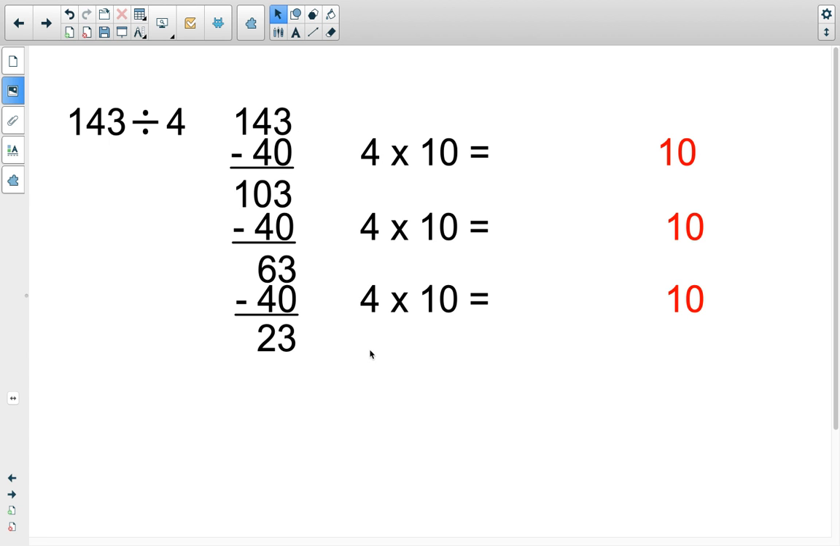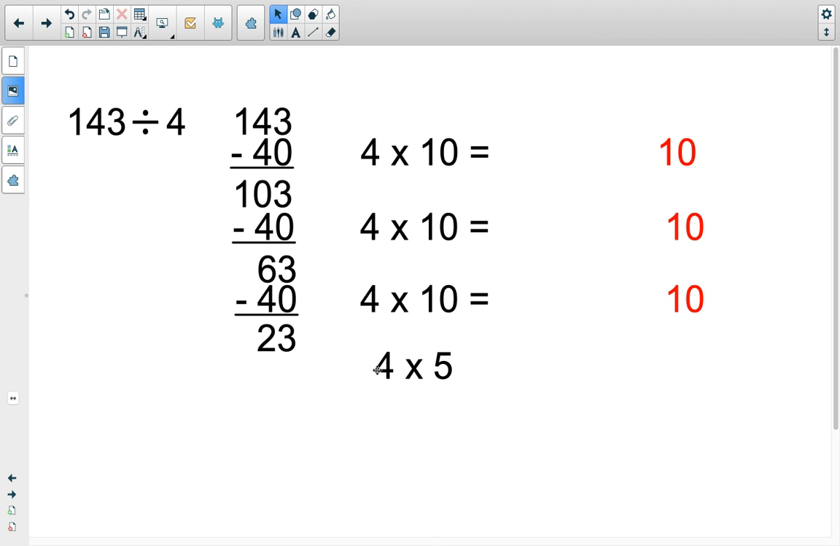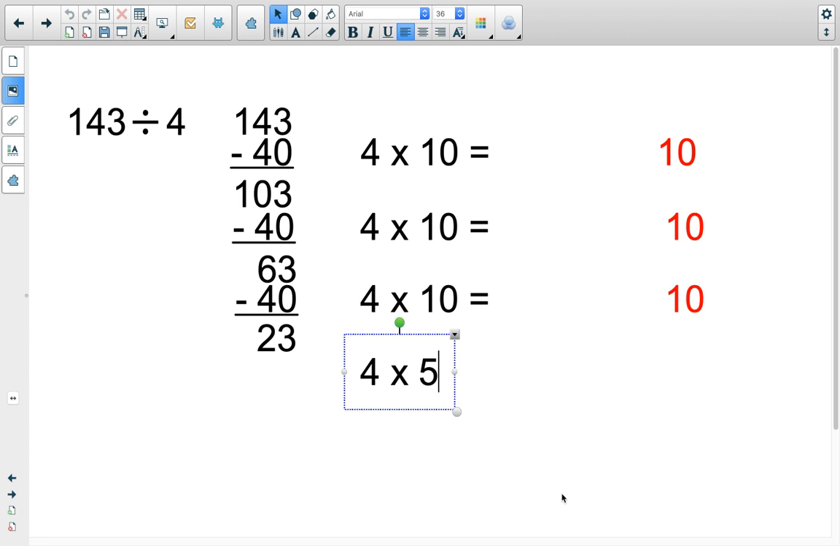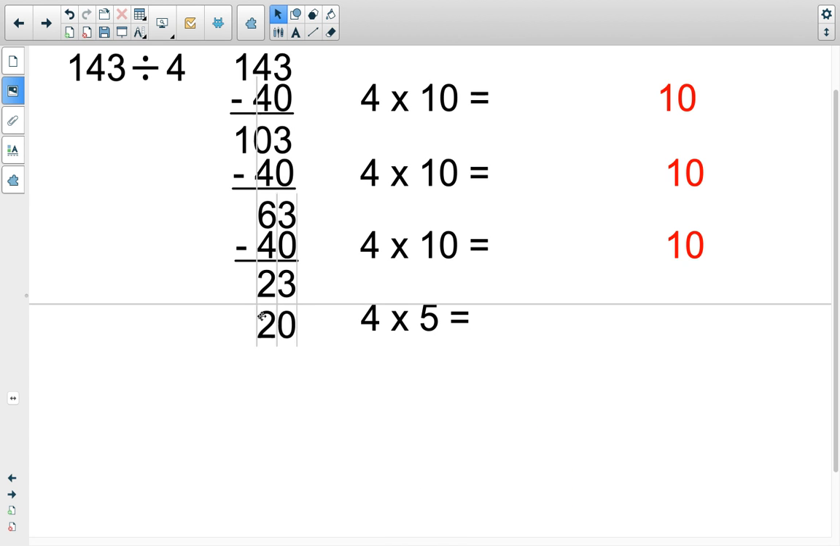Now I can go, well, okay, so 4 times 10 is too big because that's 40, and 40 is bigger than 23. But what can I multiply 4 by that the answer is going to be less than 23, but something I can still do in my head? Well, I know my math facts, so I know that 4 times 5 is equal to 20. So 4 times 5 equals 20. So now I'm going to subtract my 20 over here. There's my 20. I'm going to subtract it.